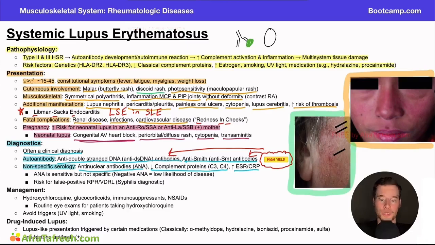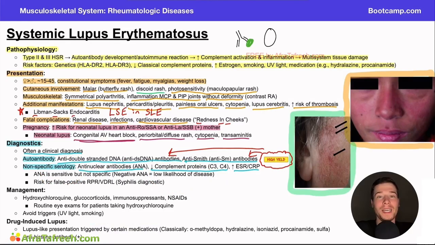Now, a couple key points here. ANA is sensitive but not specific, and that is to say that a negative ANA or antinuclear antibody means there's a low likelihood of lupus being the actual disease. So again, just review from our biostatistics, something that has high sensitivity is good for ruling out a disease. So a high sensitive test in ANA, if that's then negative, it's going to help us rule out the disease. It's low likelihood of SLE being present.